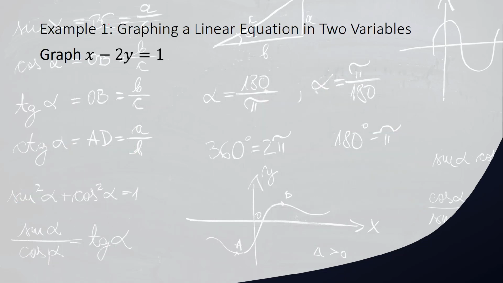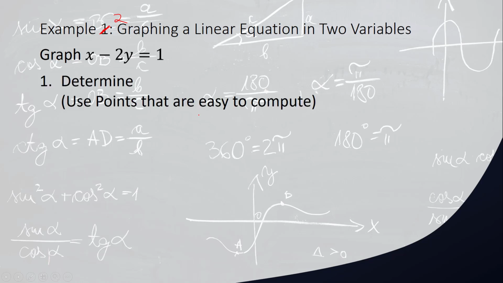All right, this still should be example 2. Okay, now we're going to graph x minus 2y is equal to 1. Notice that this is still in standard form. And how are we going to do this? Well, we're going to determine 2 points, the exact same way we did it before. We are going to let x be equal to 0, and we are going to find y, which also means we're going to try to find the y-intercept.